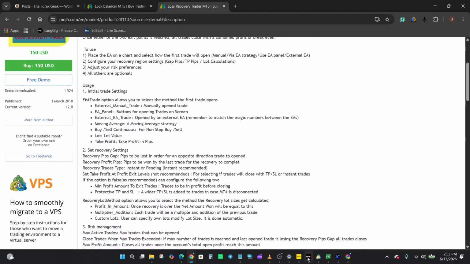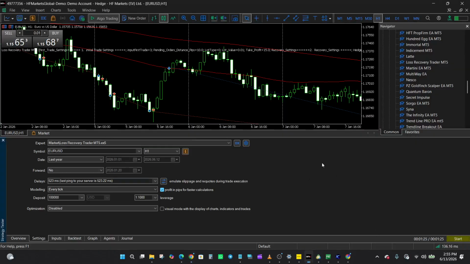Let's just head over to our strategy tester. Let us see how this EA performed over the past 5 months plus. We are testing the Loss Recovery Trader EA on EURUSD on the H1 time frame, from the beginning of this year, 1st January 2026 till date. As for the delays, we are using the last ping to the server, and we are using the every tick modeling for a level of accuracy.